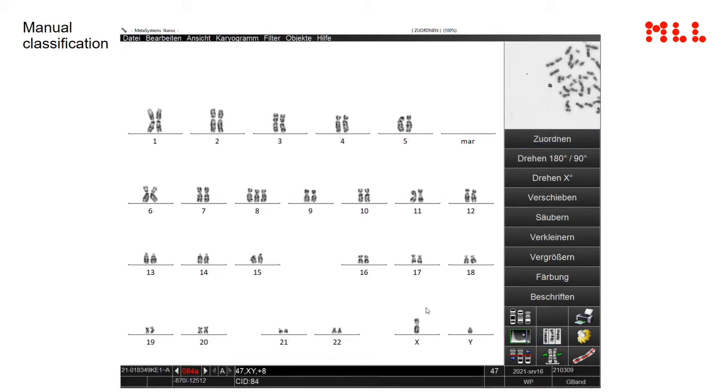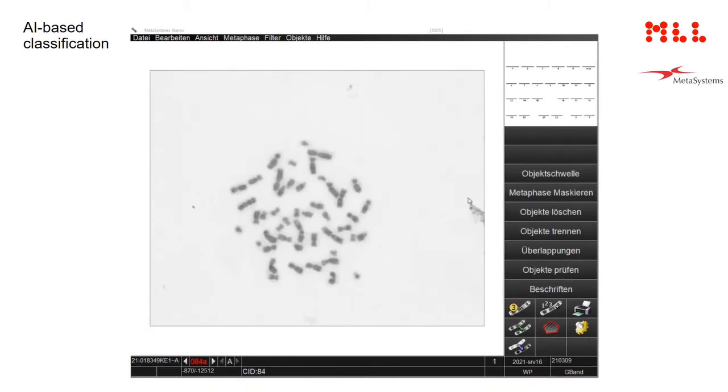As you see here, that was a real-time movie, and you see that it takes around 40 to 50 seconds per metaphase. So what we did, and Claudia investigated over the last years with her team and now use in routine, is the same metaphase as shown here.